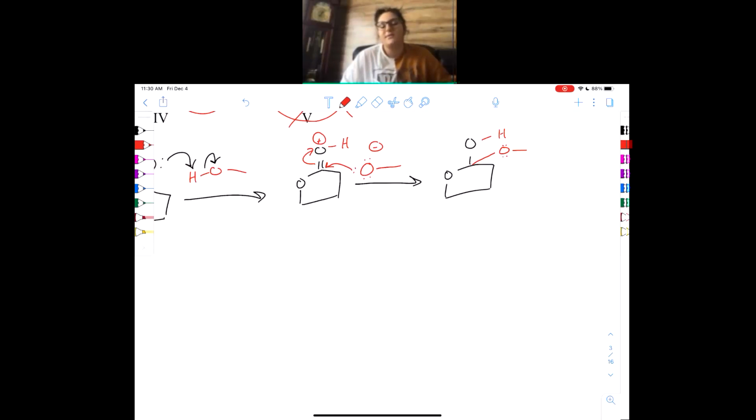So at this point, what do we want to do in order to kick off the leaving group? Reform the double bond and open up the ring. Sweet. So these electrons come down, kick open that ring.